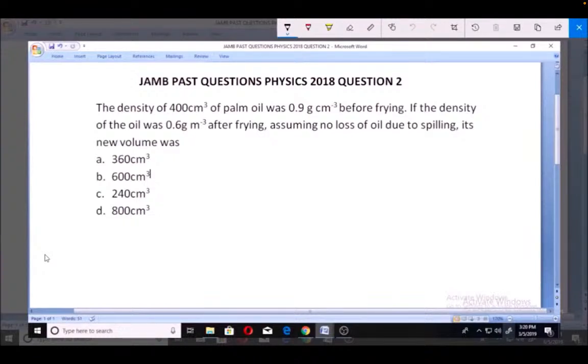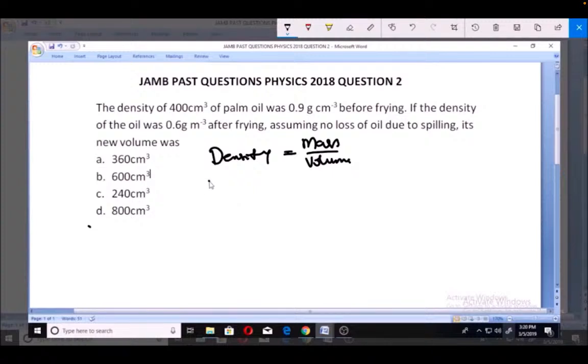Now, for us to solve this, we need to know the formula for density. So density is simply the ratio of mass all over volume. That is what density is. Now, we were told that there is no change in the mass. There is no loss of oil due to spillage. That means the mass remains constant.